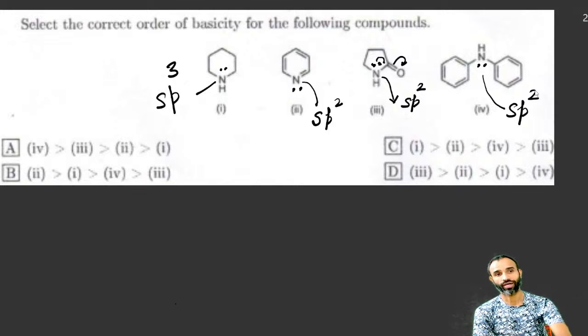So directly it comes to you that first should be most basic, because here the lone pair is intact, the lone pair is on a non-sp3 hybridized carbon, so first should be most basic, and there is only one option where first is most basic. So if this question comes in competition, there is no need to solve all the three, just see first one.